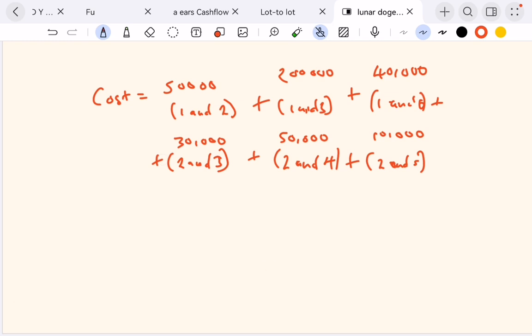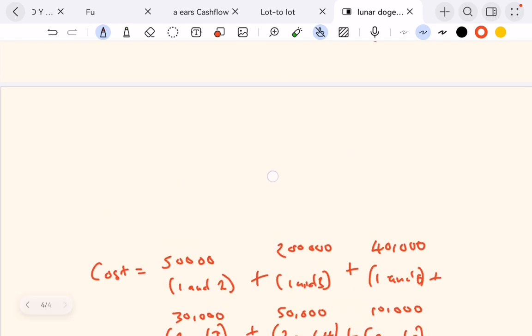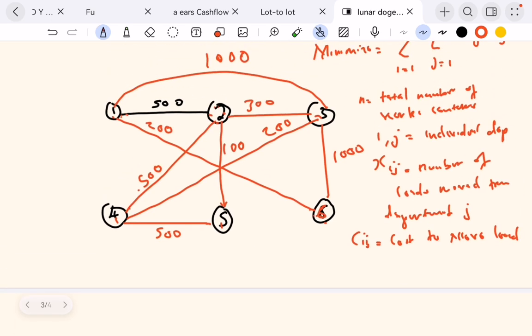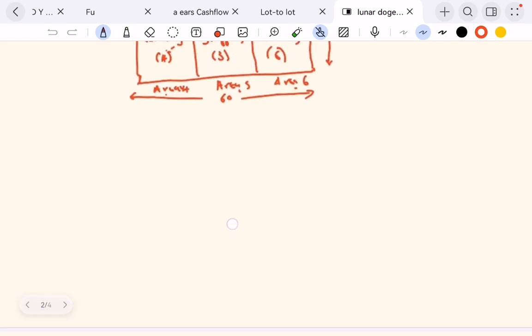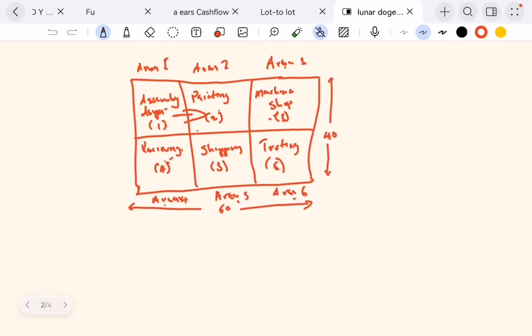Again, we continue. Plus, open bracket, there we have 3 and 4. 3 and 4. Is it 200 times 200? 3 and 4. So 3, 4.